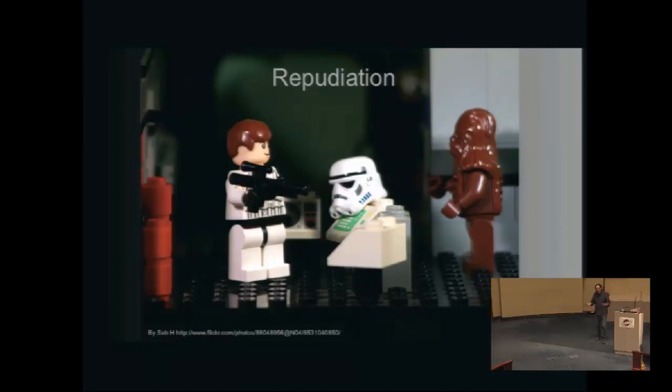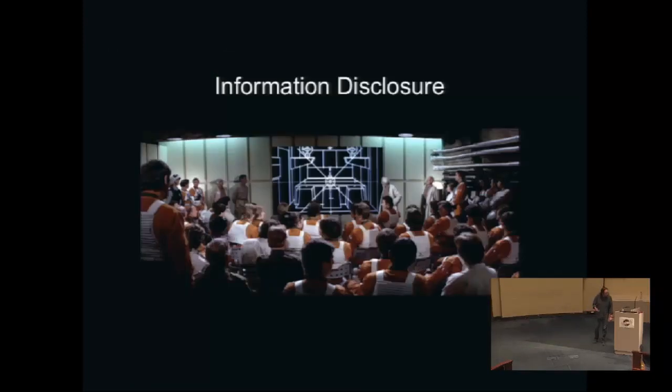It might be saying, I have no idea who ordered that. It might be saying, I'm sorry, I didn't get your email. It must have been eaten by a spam filter. Whether it's true or not, each of these is an example of a repudiation of some action which might or might not have taken place. So the R in STRIDE stands for repudiation.